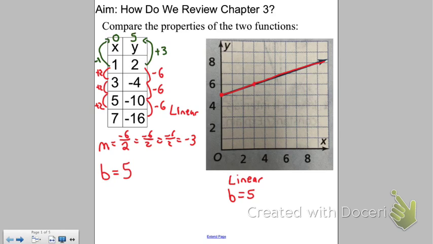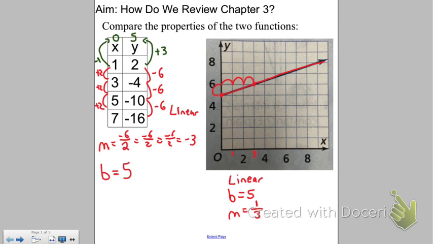Now to determine the slope, I'm going to pick another point. I see that I go up 1. So that's my change in y. And I go over 1, 2, 3. And then I look at my x values to see that they're all going by 1. So my slope would be 1 over 3.